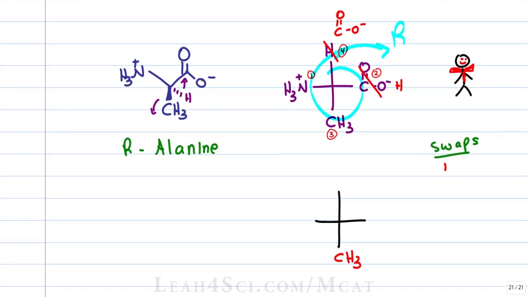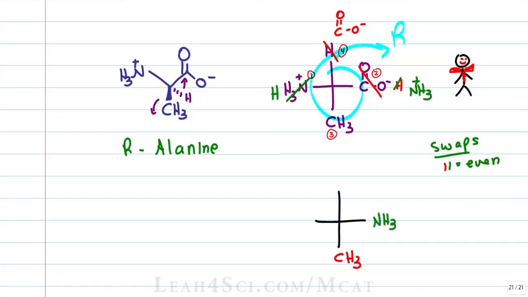I need to do a second swap to retain the chirality of the starting molecule. And since I can no longer move the carbonyl and I can't move the methyl, I'll go ahead and swap the hydrogen and the amine. We'll bring the amine group to the right, hydrogen to the left. That gives me two swaps, which is an even number, same chirality as the starting molecule.